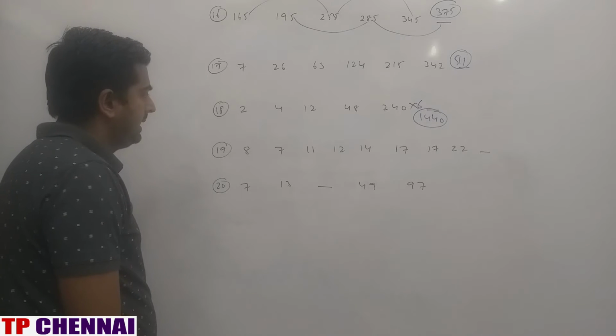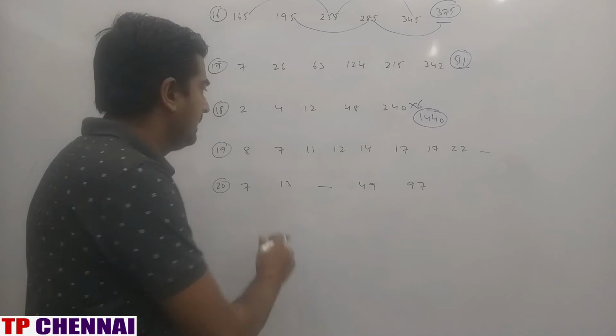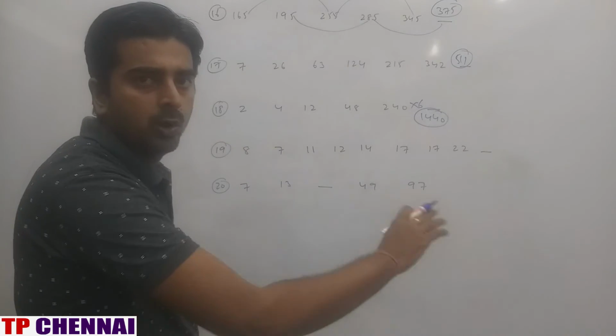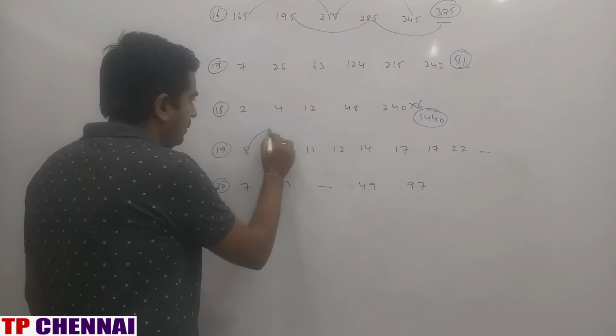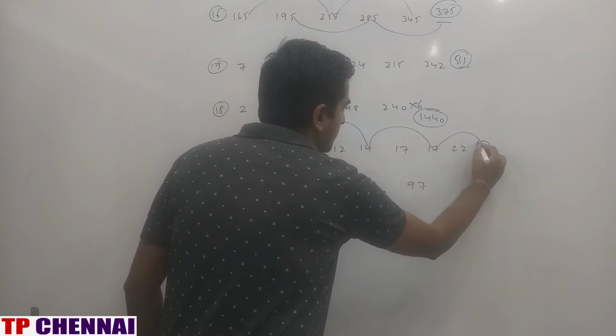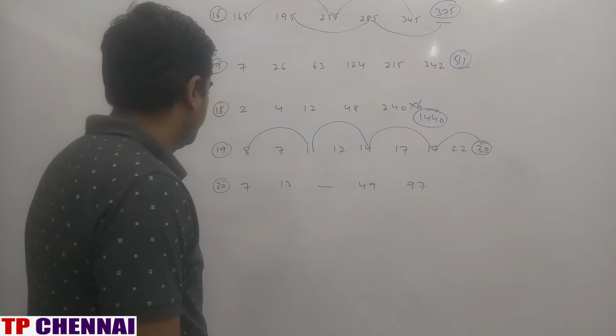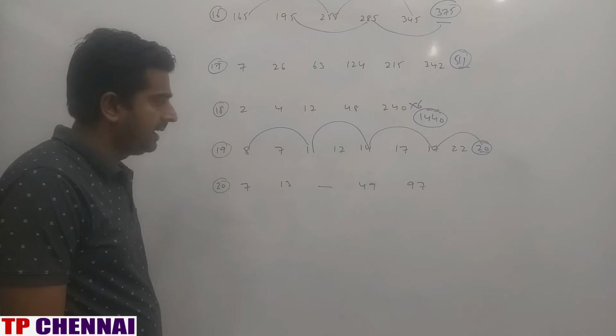Then the next one, 8, 7, 11, 12, 14, 17, 17, 22, question mark. Increasing, right? The series is too long. Whenever a series is too long, it follows alternate series. So here 8 to 11, plus 3, plus 3, plus 3, plus 3. So what is my answer? 20.